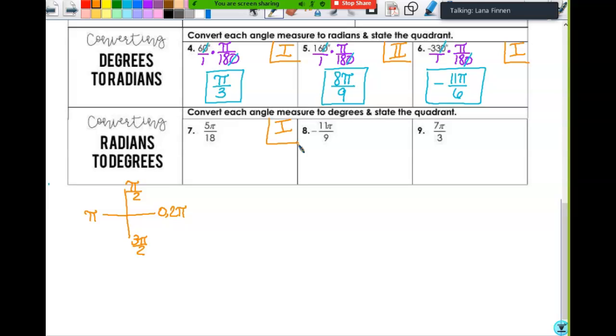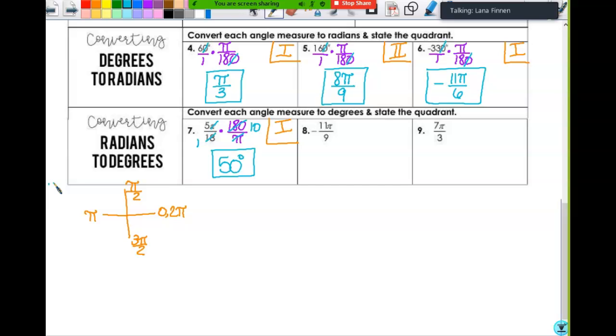Okay, so now we're going to convert. We're going to multiply this. I need to get the pi out of it, so this is going to be 180 over pi. The pi's cancel out. 18 goes into 18 once, goes into 180 10 times. So then I have 5 times 10. That's 50 degrees. And that is in the first quadrant. So you end up being able to check yourself anyway in the end. Everybody good with that? Okay.